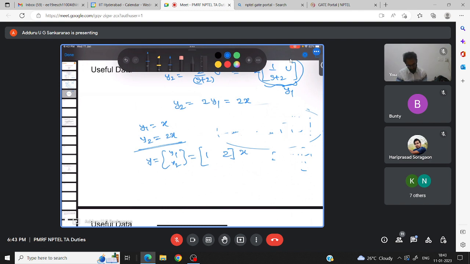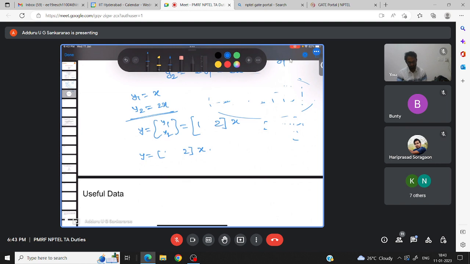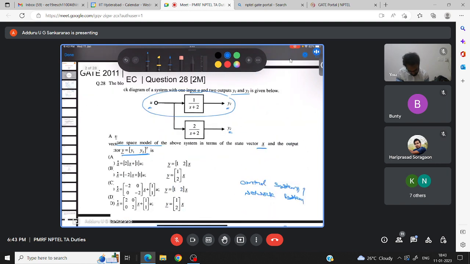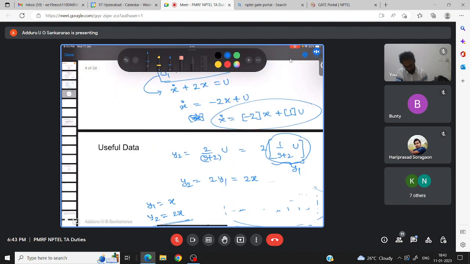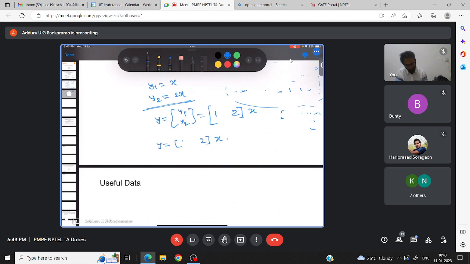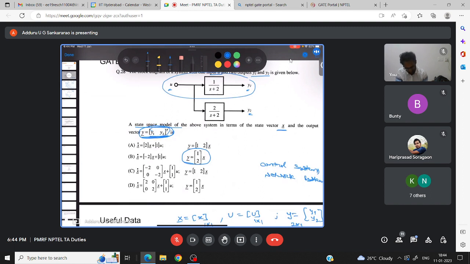Why do you represent like this? y equal to cx plus d, where c is like this, right? But in the question they're asking for y bar as y1, y2 transpose. Actually, how we get it should be like this: 1 comma 2 into y1 comma y2. We are going correct only, but what they're asking is y bar as y1 y2 transpose.